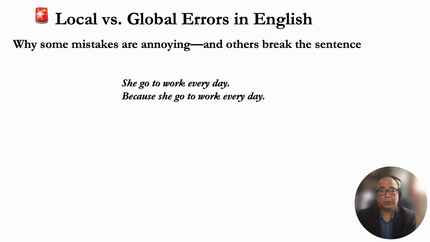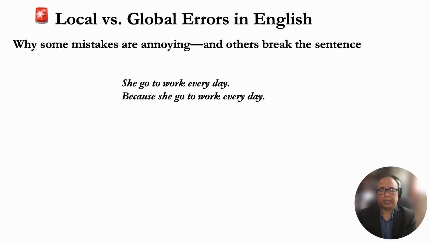So today I will show you how you can avoid making both local versus global errors, and especially global errors because they're serious. Let's look at the two sentences here. She go to work every day, and because she go to work every day. Is there a difference? Do you see a difference between the two sentences? Do you understand what the writer meant to say?